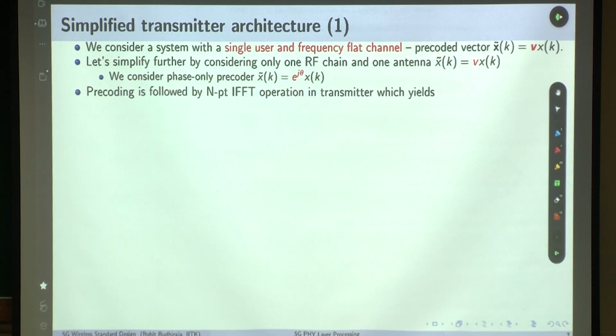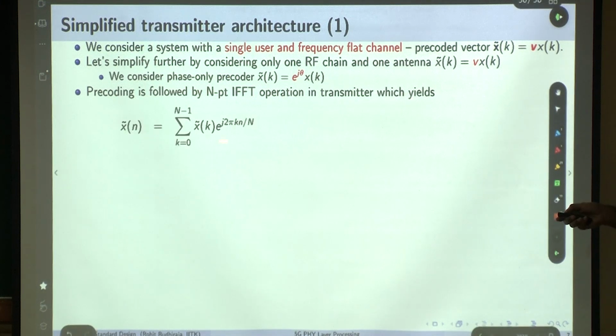Digitally before taking IFFT, right? Where were you doing this? Before taking IFFT, everything was done digitally, then only you took the IFFT, right? Precoding is followed by n-point IFFT in the transmitter.